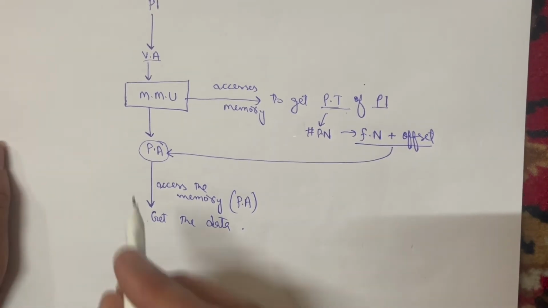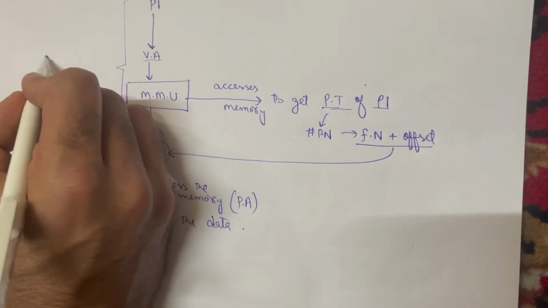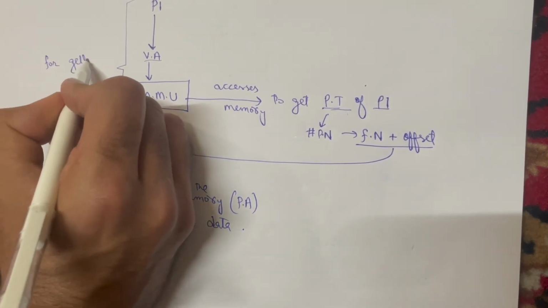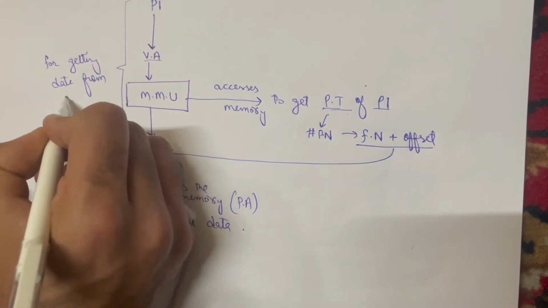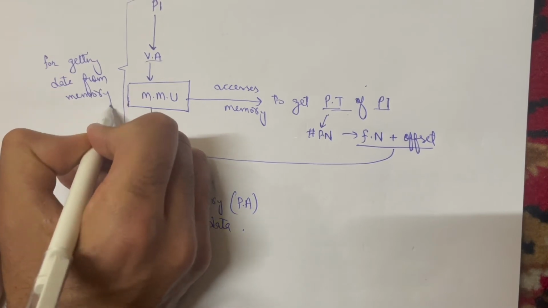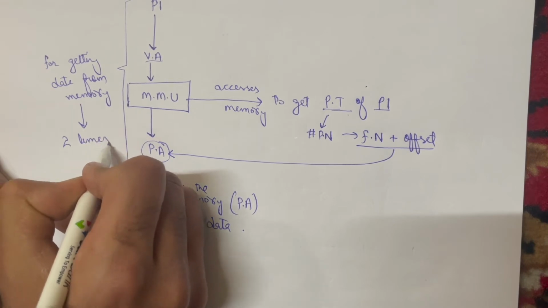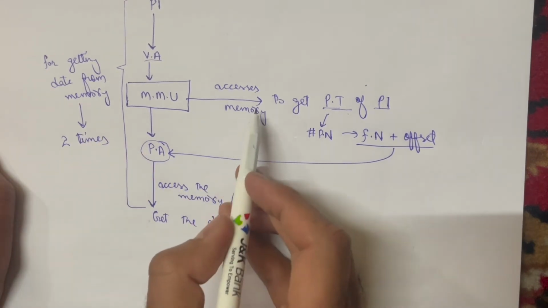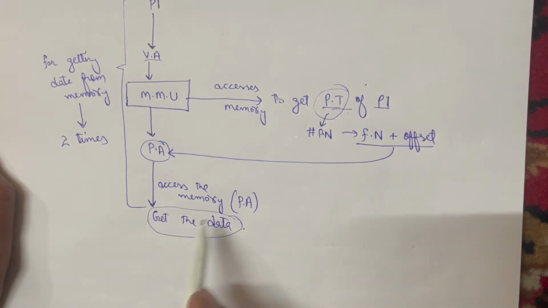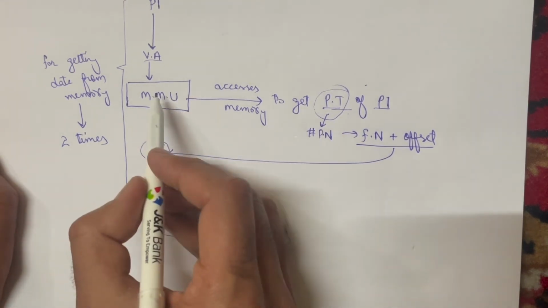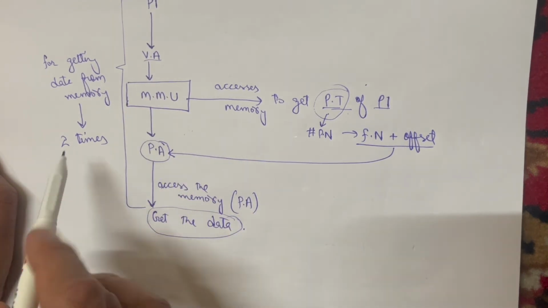So you can see that in this particular scenario, for getting data from memory, how many times are we accessing the memory? We are accessing the memory two times: the first time to get the page table, and the second time to get the actual data. So this paging technique increases the number of memory accesses.